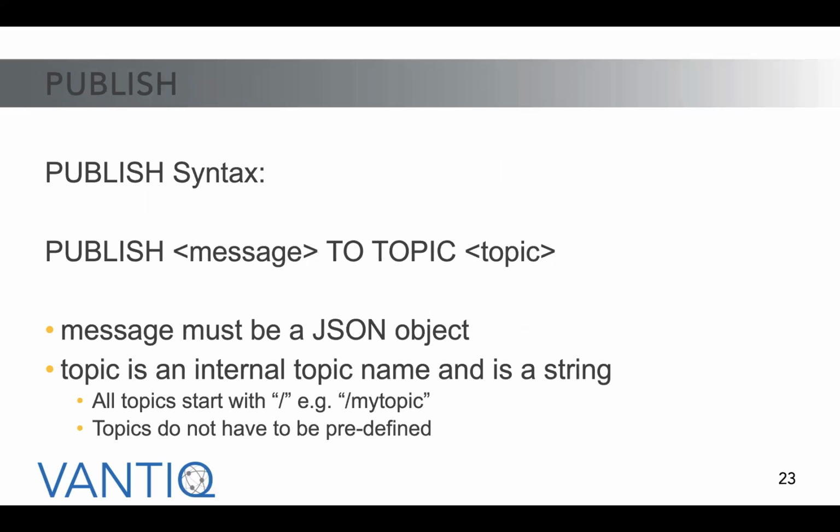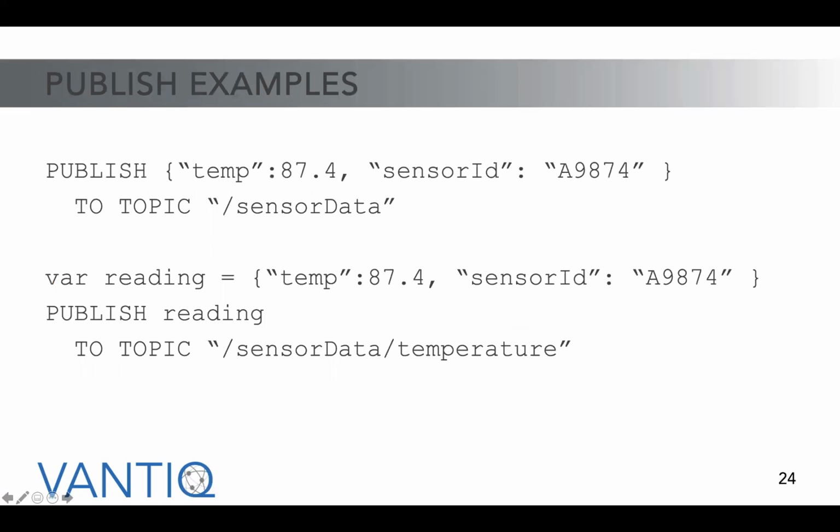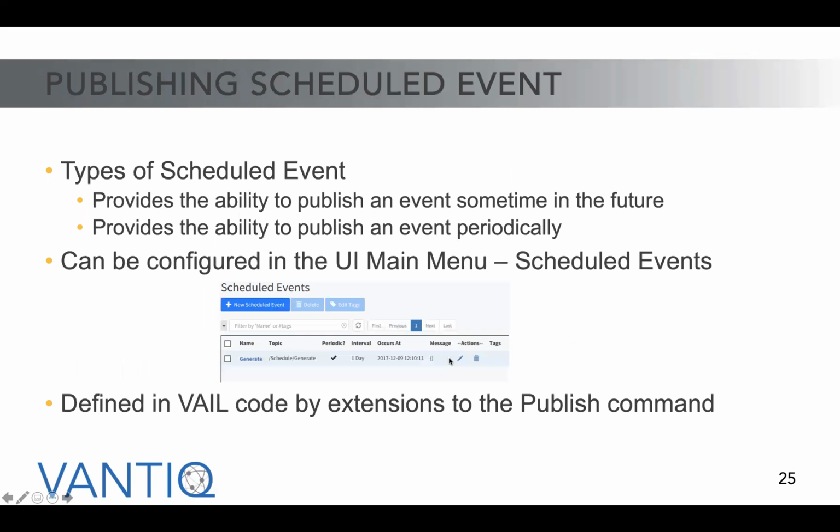Publish. So if you want to publish a message to a topic, you can publish an object to a topic and then you say the name of the topic. The topics again do not have to be predefined; they're dynamic. And you can also create the message right on the fly. You can put, for example, publish object. The object in this case is temperature 87.4, sensor ID, blah, blah, blah, to topic sensor data. Or you can create the object before, and then you say publish reading to topic, blah, blah, blah.